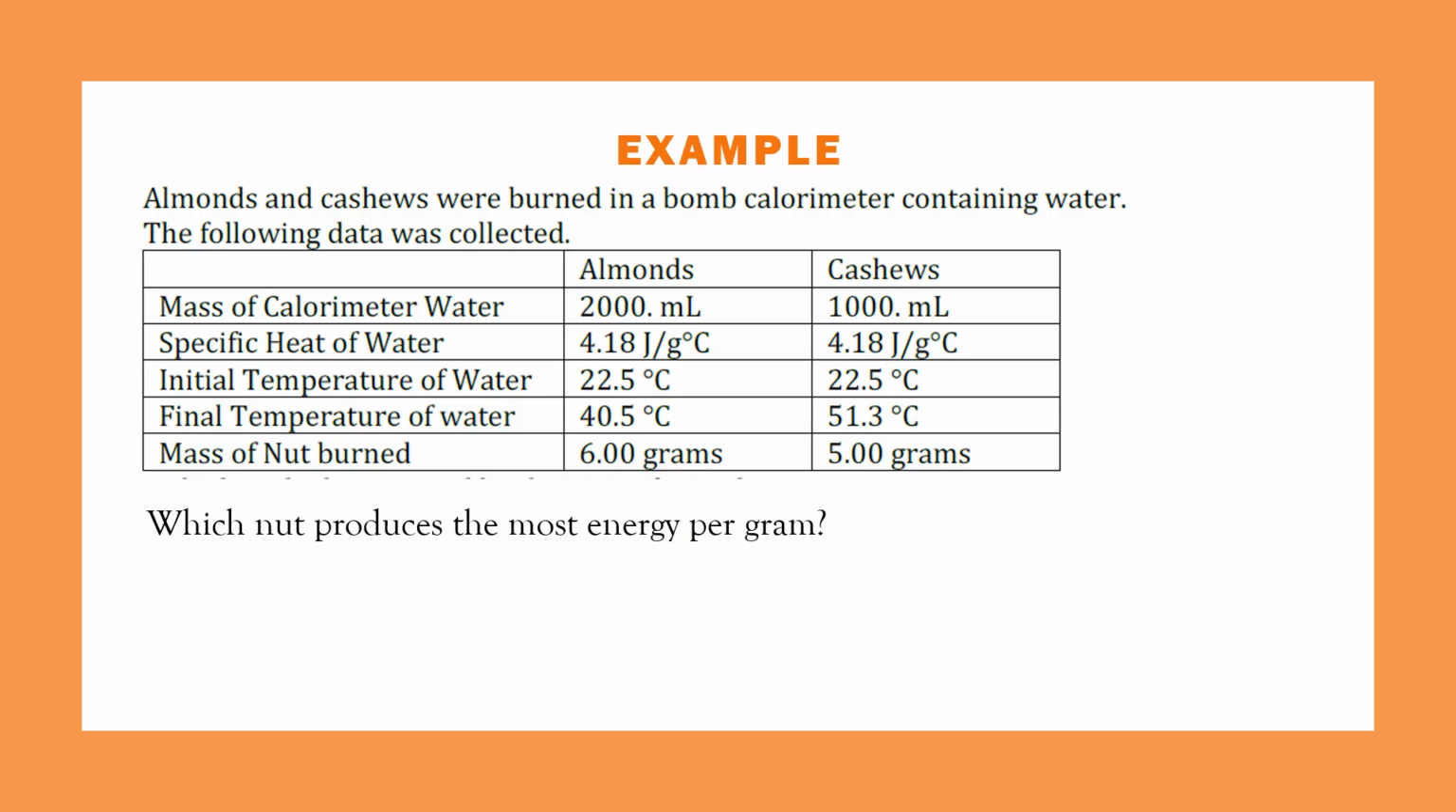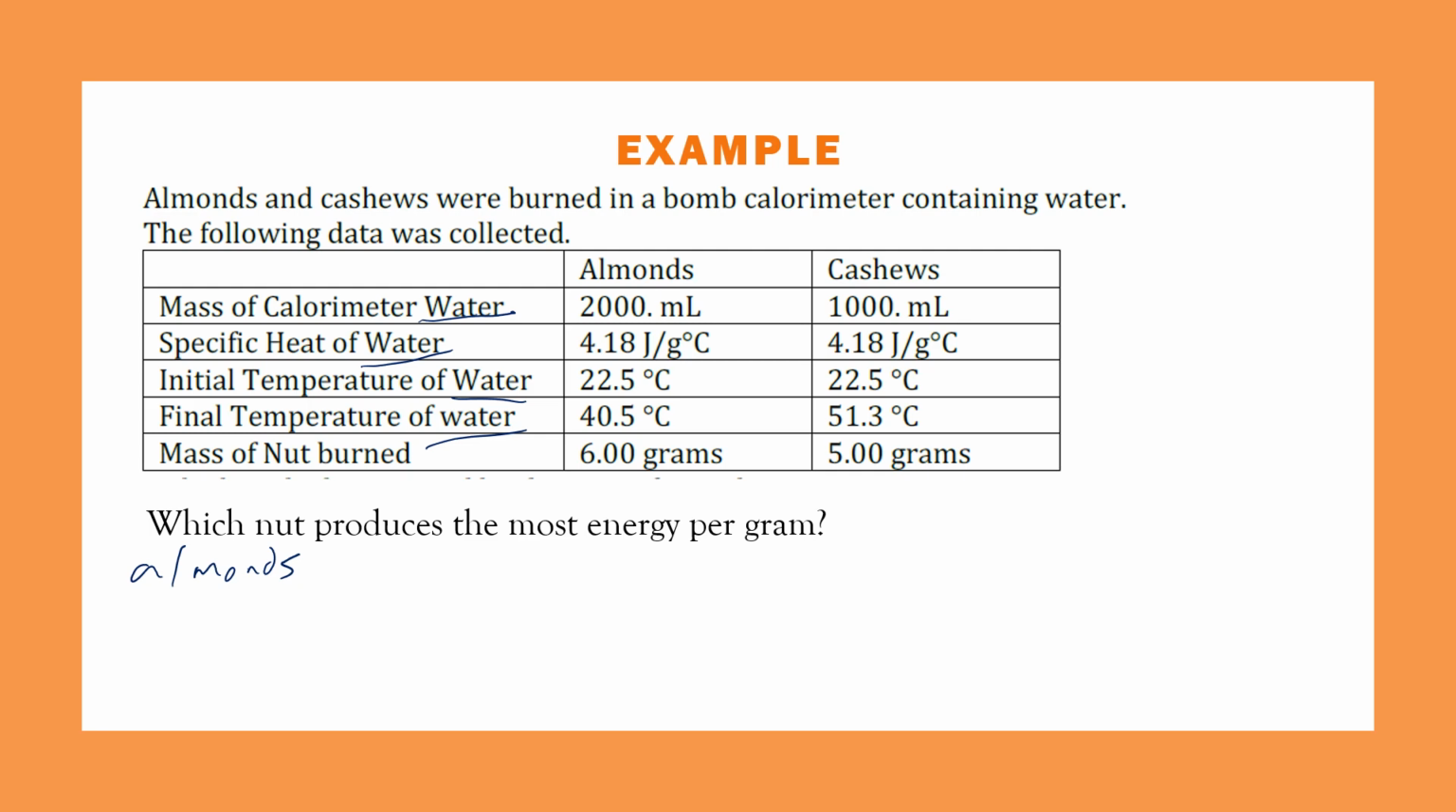Okay, so here's an example of a calorimetry experiment. And they did the experiment twice, once with almonds and once with cashews. And notice how they're giving you the mass of the water, the specific heat of water, the change in temperature of the water, because you're measuring the surroundings. So let's go ahead and calculate for the almonds first.